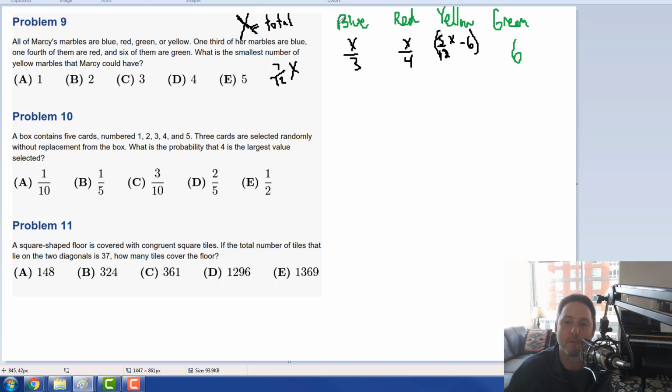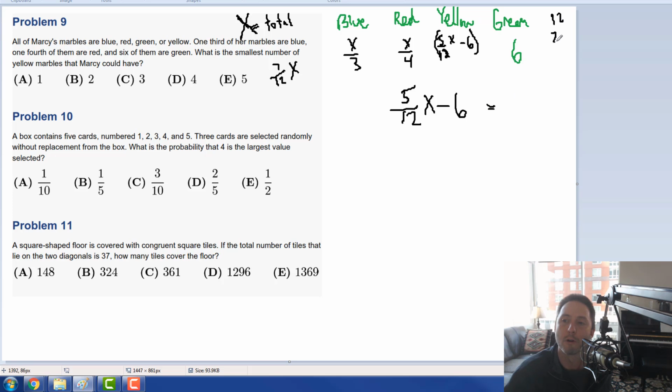She can't have a mixed number or a fractional amount of marbles. And we know that yellow has to be 5/12 X minus 6. So right away, we know that X has to be a multiple of 12. Let me write this out here. 5/12 X minus 6. Otherwise, this factor would not cancel out with the 12 in the denominator, and we would not get a whole number of yellow marbles. You can't have a fractional amount of marbles unless you're really crazy. So X has to be a multiple of 12.